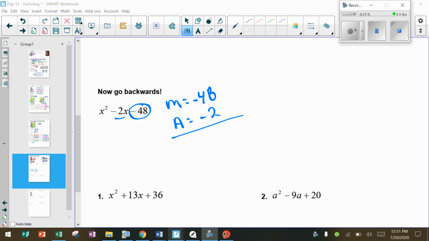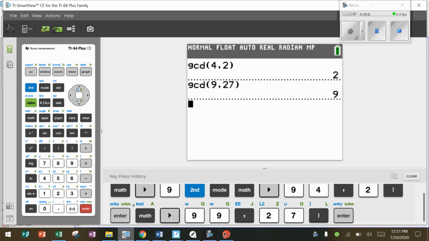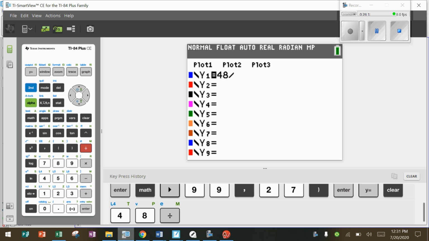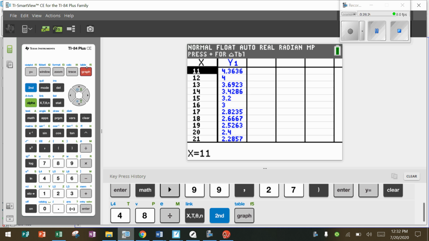So here's what we can do. We can go to the calculator. I'm going to use the old school calculator first. On the calculator, if you go to the y equals part, clear out whatever's there. We're trying to find two numbers that multiply to be 48 and somehow add to be a negative 2. So I'm going to type in 48 divided by x. Similar to how we simplified the square roots, simplified the radicals. I'm going to hit second and then graph, which gets me the table. So what I'm looking for here is two numbers that would somehow combine to create a negative 2.